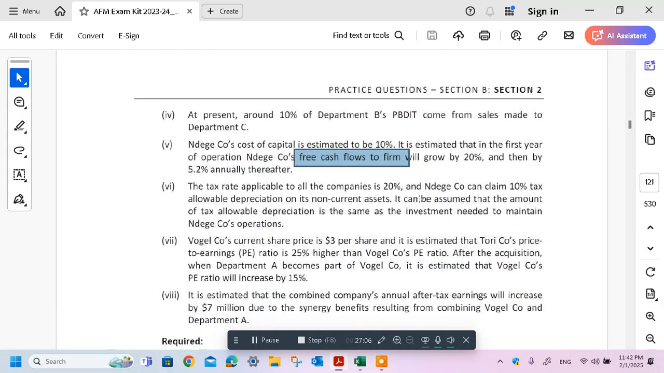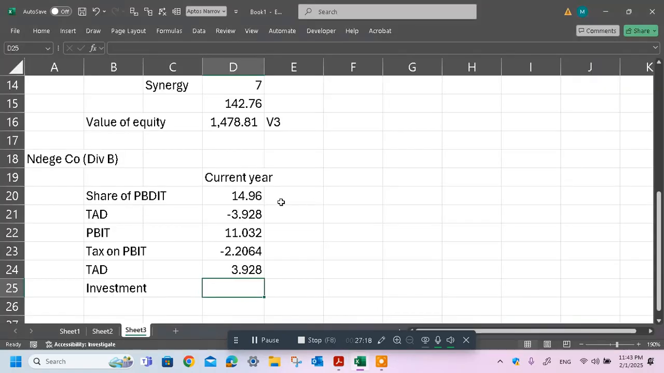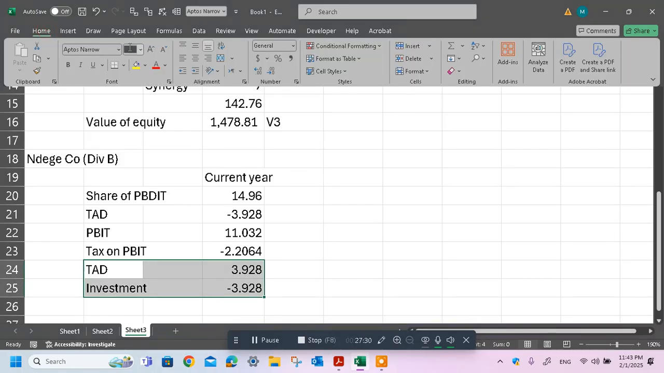Here, it can be assumed that the amount of tax allowable depreciation is the same as the investment needed to maintain. So maintenance investment and depreciation are the same. There is no expansion investment they are talking about. Maintenance investment is going to be the same as this depreciation amount. So minus this figure itself. Since these two are equal, it will nullify each other. It will cancel each other. Depreciation has to be added back.